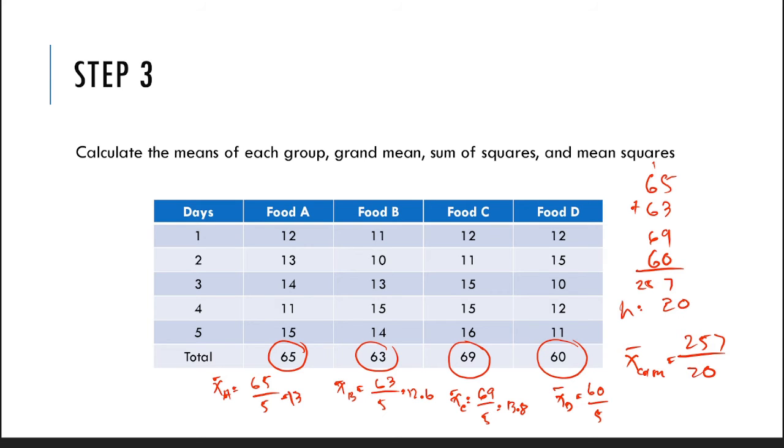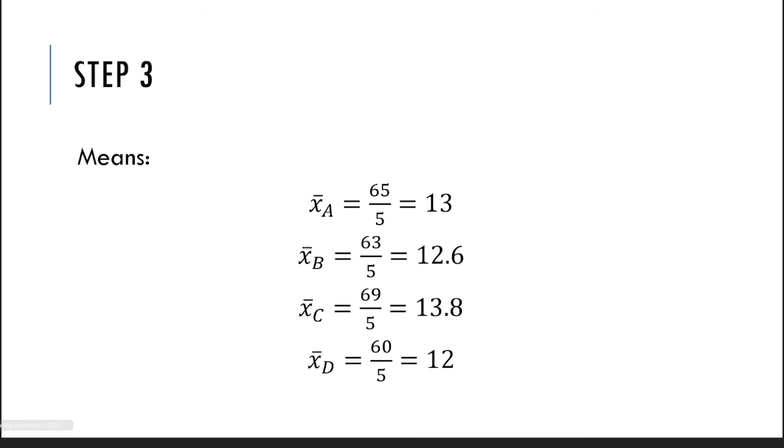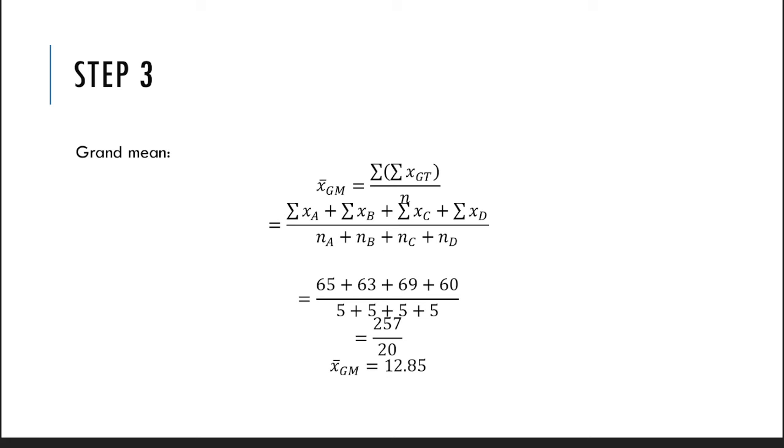Okay? So pakita natin yon dito. So yan yung mga means natin. Makikita niya, we'll have there yung mean ng A, mean ng B, mean ng C, at saka mean of D. We'll be using this later on for the means between groups. And for the grand mean, yung sinabi ko nga kanina, you just need to get the summation of XA, summation of XB, summation of XC, and summation of XD. Then, divide that by the sample size of A, plus the sample size of B, plus the sample size of C, plus the sample size of D.